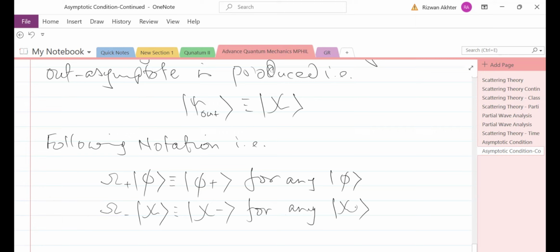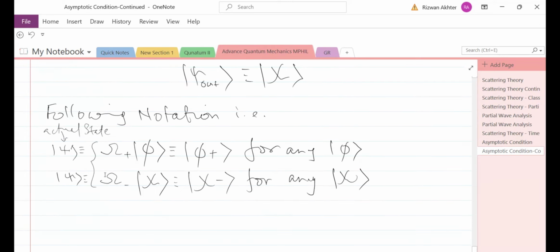So for any phi, the incoming packet, and for any chi, the outgoing wave packet, phi plus represents the actual state of the system at time t equals 0. Why the actual state at time t equals 0? Because this is in fact psi, and similarly this is equal to psi. So these two quantities are basically psi, and this is the actual state. So phi plus and chi minus are the actual state at time t equals 0.